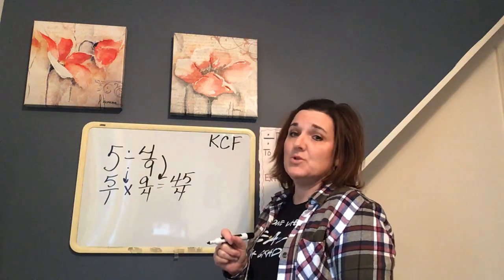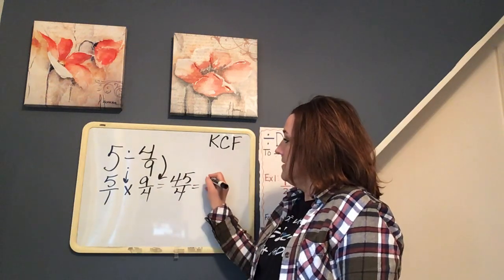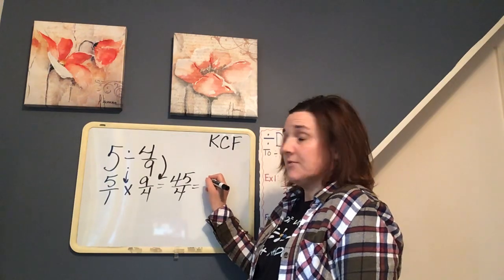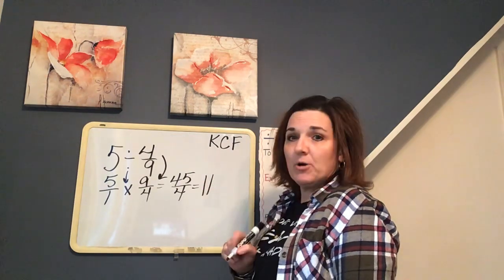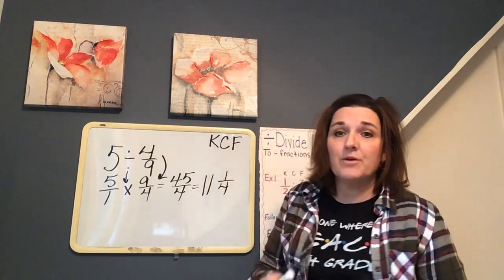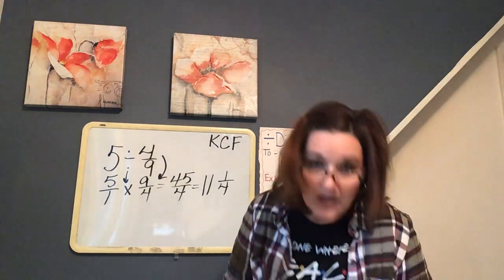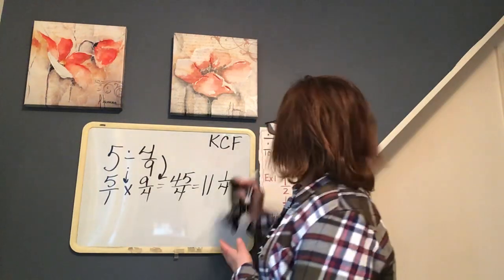We need to make this into a mixed number. How many times is 4 going into 45? 11, right? Which is 44, 1 left over. And you're going to get 11 1/4 as your final answer. One more like this, and then we're going to move on.